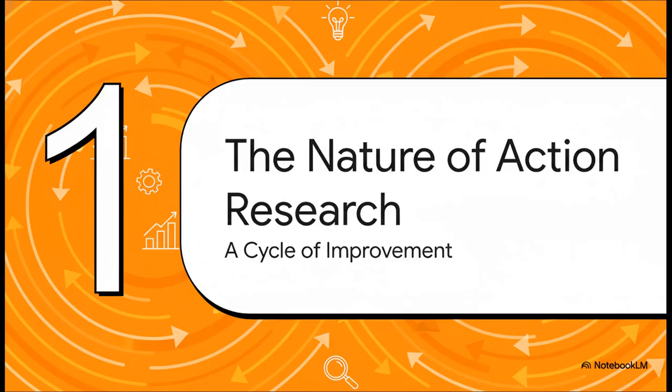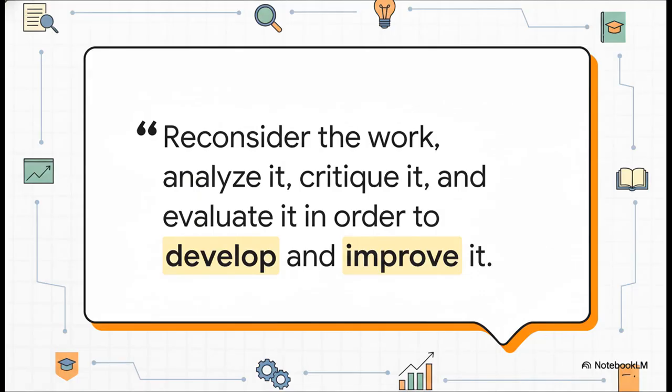So, to get that answer, we've got to understand the very nature of action research. And look, it's not some quick fix or a one-shot deal. It's all about a continuous, ongoing cycle of getting better. This quote from our source material really just nails it. It says action research is a process that asks you to reconsider your work, analyze it, critique it, and evaluate it, all with the goal of improving it. This isn't about someone else telling you what to do. It's about you taking control. You become the researcher of your own practice, and the whole point is to make your work better.